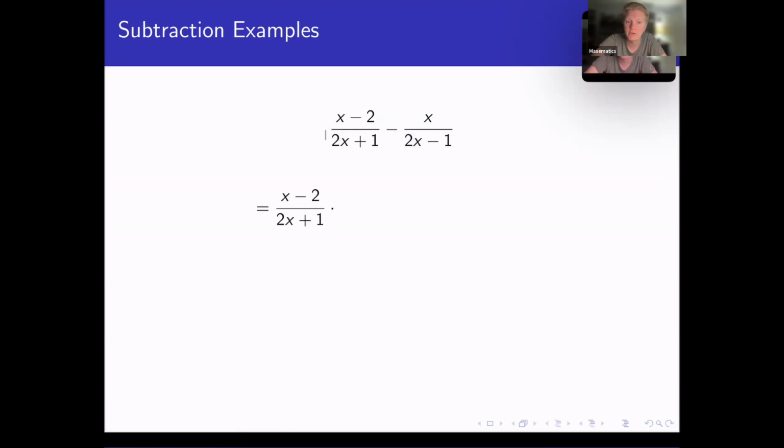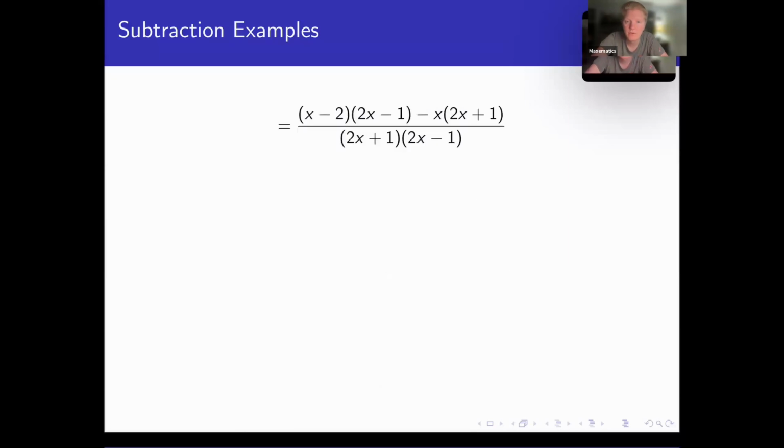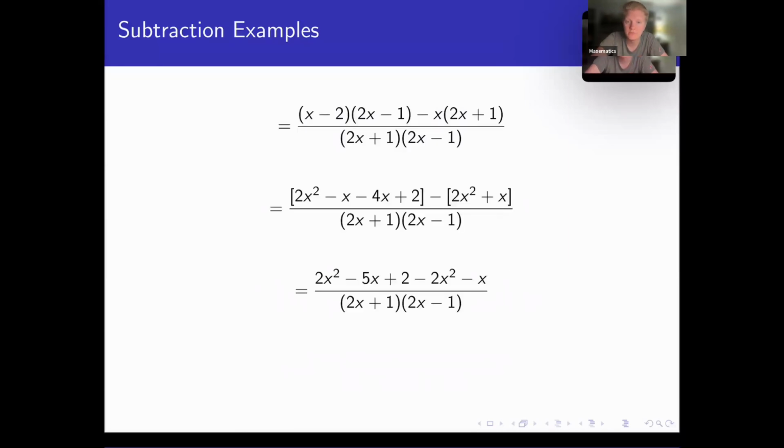So this denominator is missing 2x minus 1. This denominator is missing 2x plus 1. Combine. They have the same denominator, so we can subtract, FOIL, and distribute, and just combine like terms.